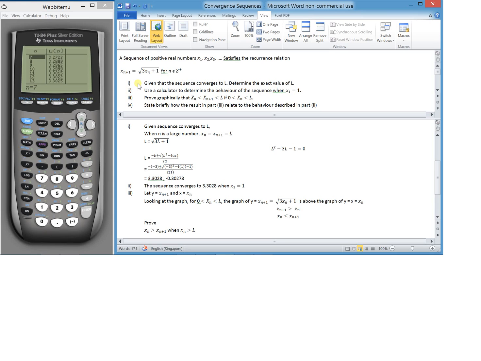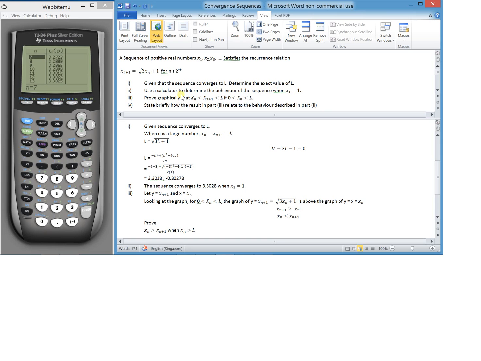Now, the third part of the question is this. They want you to prove graphically that xn, the current term, is smaller than the next term and smaller than the term that converges, L, in this case 3.3028, if my xn is between 0 and L. So how do we prove graphically?